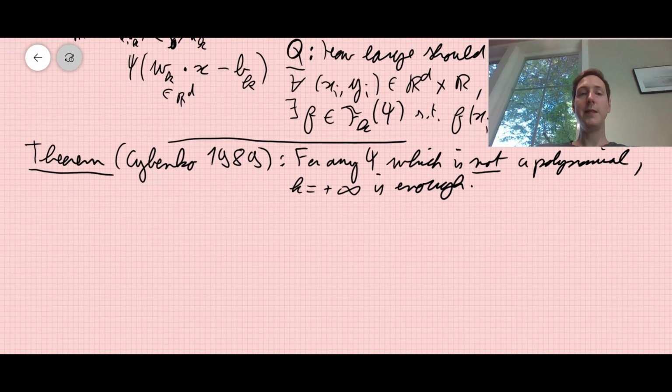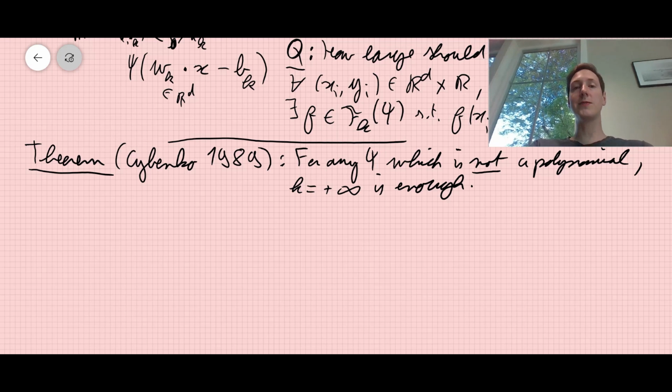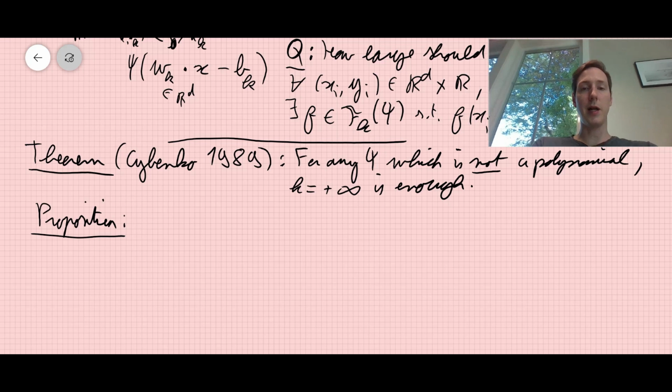Now, a very easy consequence of this is that, in fact, k equals n is always enough. So you can always find a finite size neural network that will perfectly memorize your data. So here is the proposition that we prove in our paper. Other people noticed it before. We have a very simple linear algebraic proof.